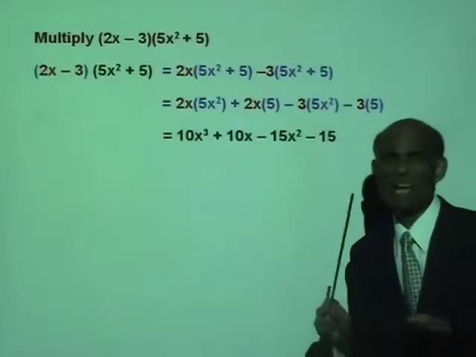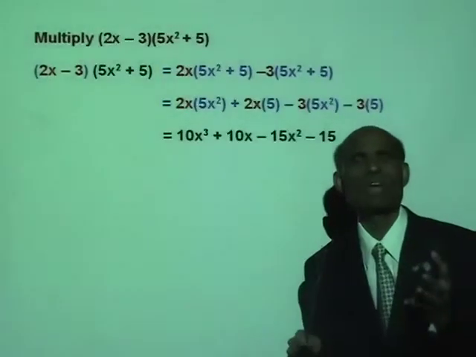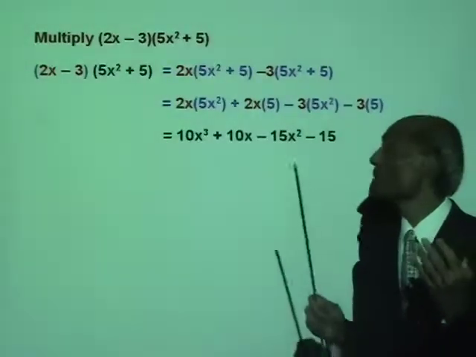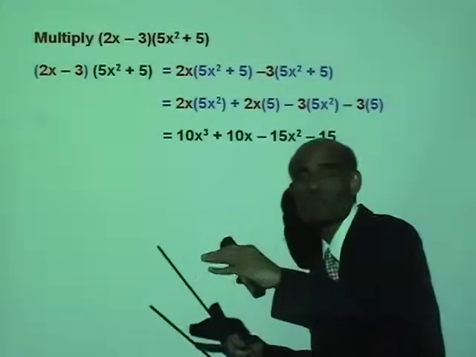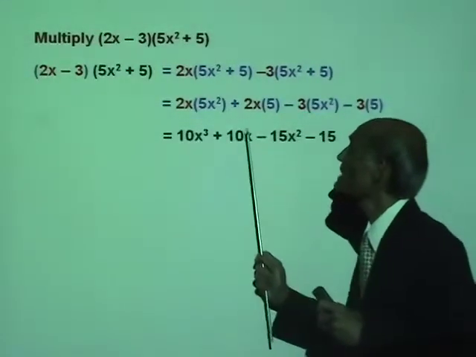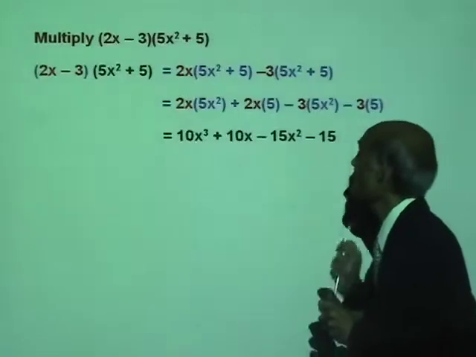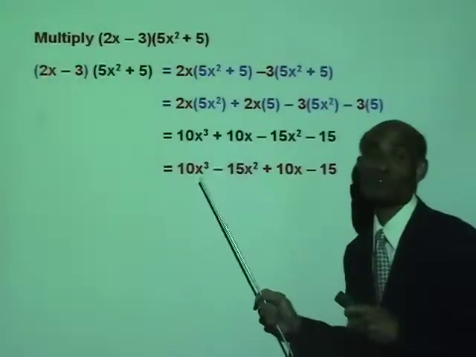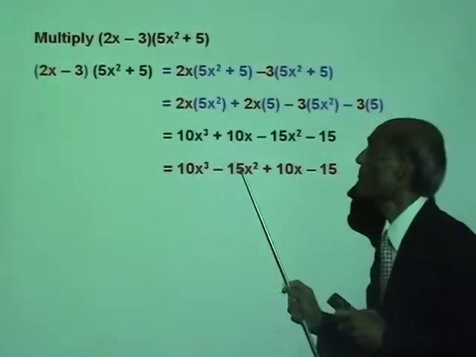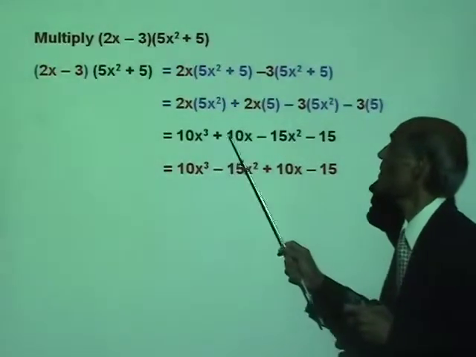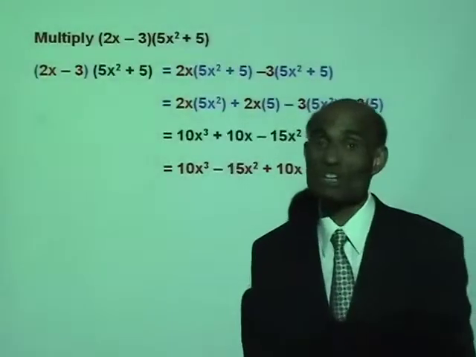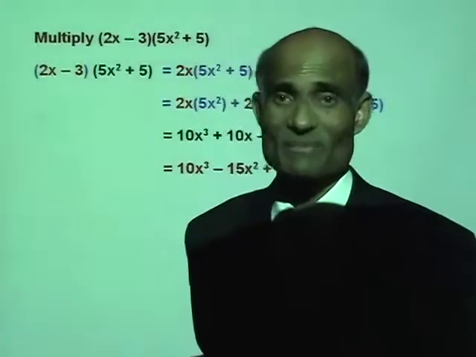Well, there is some abnormality about the way this polynomial is written. What is the abnormality? The powers are not in the proper order. So we need to write negative 15x squared plus 10x, you see. So the actual form you need to write is 10x cubed minus 15x squared plus 10x minus 15, which is the correct form of writing it.